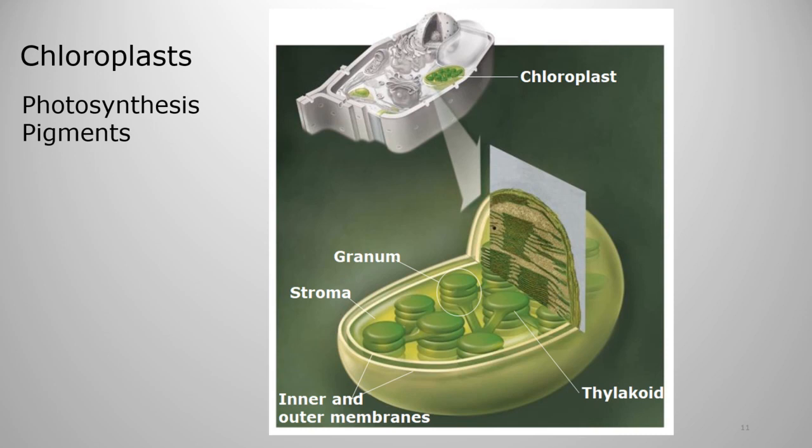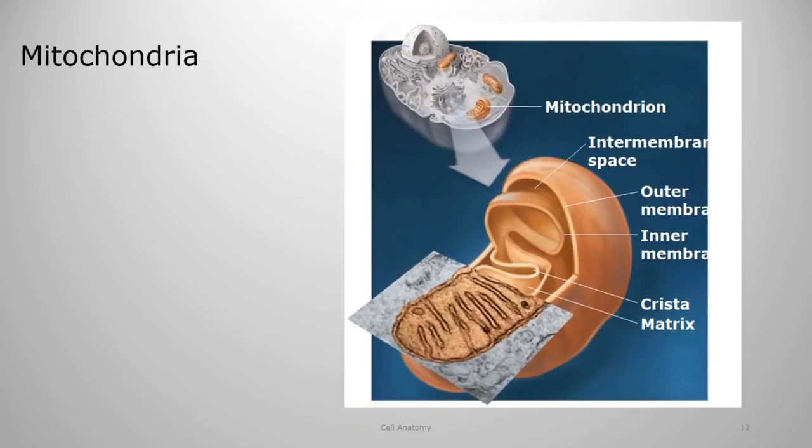Chloroplasts are one of the two energy-converting organelles in a cell. Unlike the Golgi and ER, they don't contribute to the making of proteins. They contribute to the conversion of energy. The other energy-converting organelle is mitochondria. You have to say it like that.